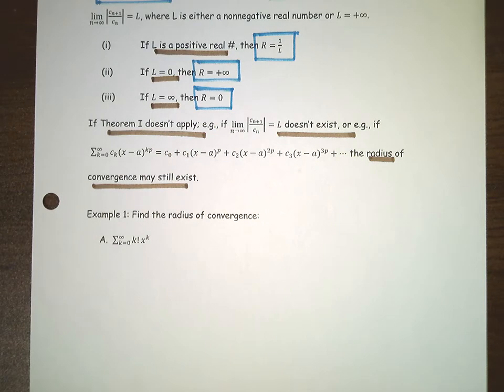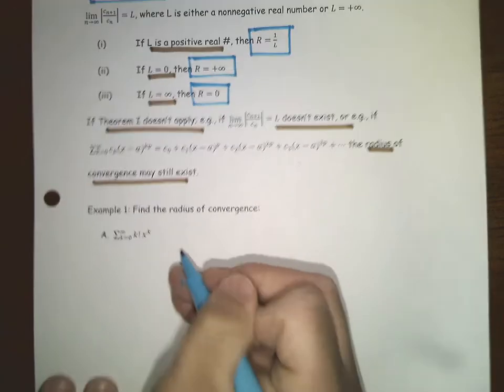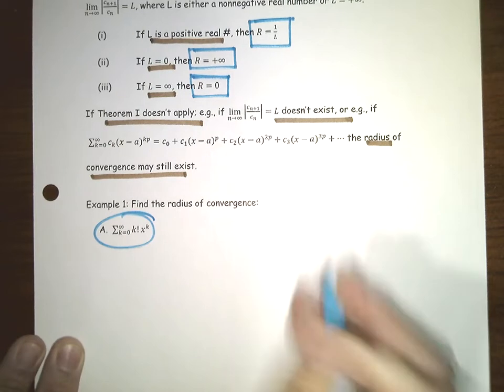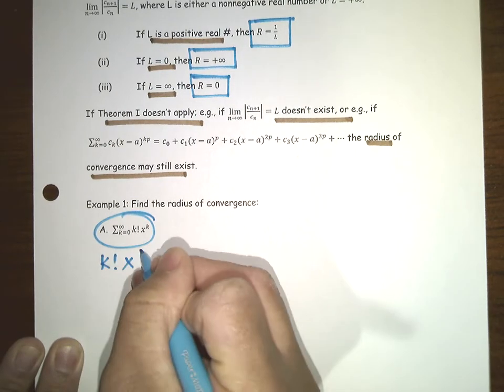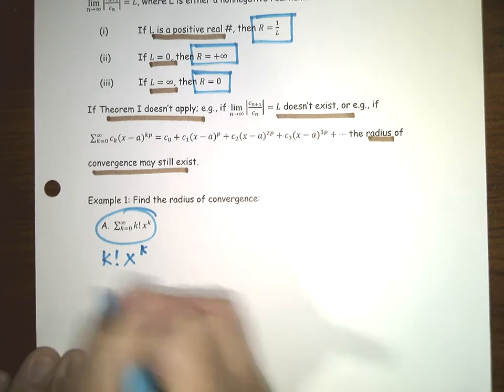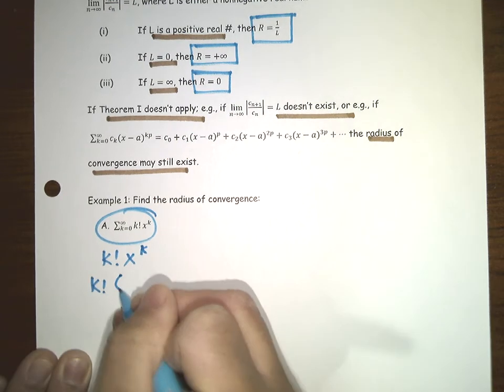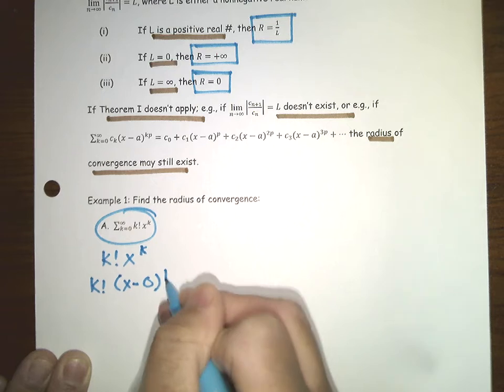So let's find the radius of convergence for this series right here. So we have k factorial x to the k. I can rewrite that as k factorial and then (x minus 0) to the k.